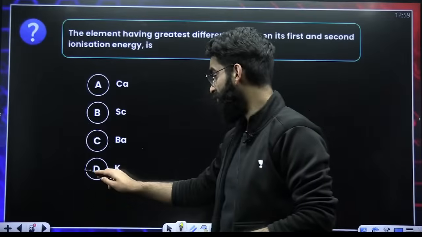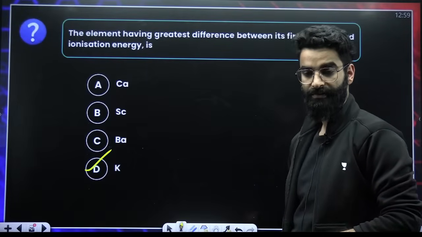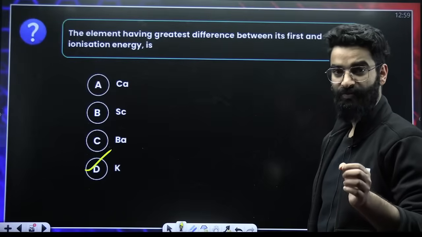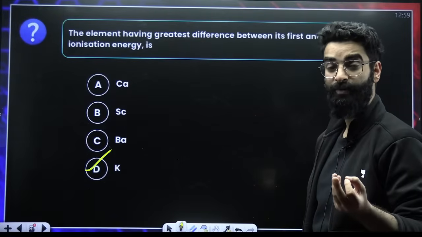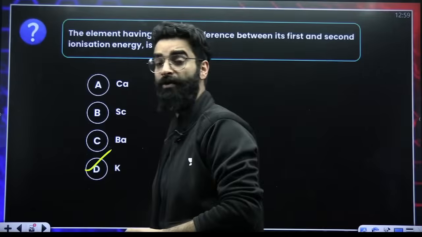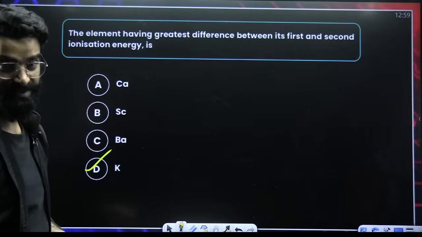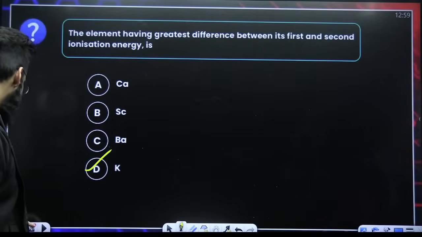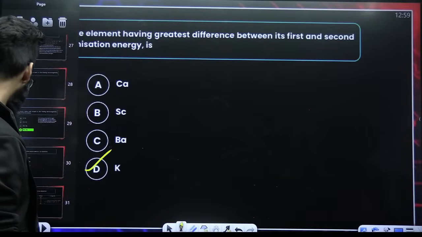It is potassium because this is the only group first element. In group first elements, once you remove the first electron, it attains a noble gas configuration. So to take one more electron out from the noble gas configuration, you need to supply more energy. So the difference between first and second ionization enthalpy is a lot.